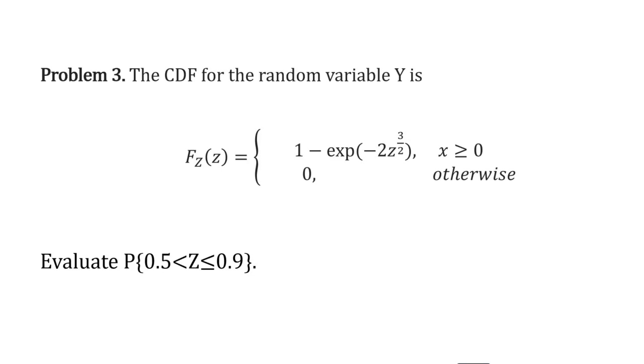Right? So we'll solve the next problem. Take it down. A CDF for the random variable Z is given as 1 minus e to the power minus 2 into z to the power 3 by 2, if z is greater than or equal to 0, and the cumulative distribution function is 0 otherwise. Then calculate the probability between the range 0.5 to 0.9.